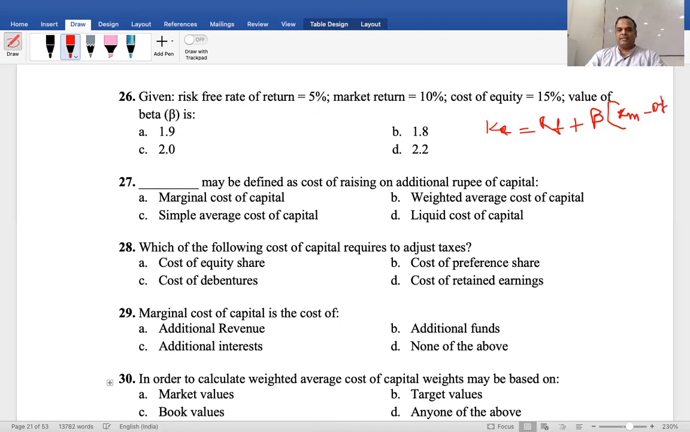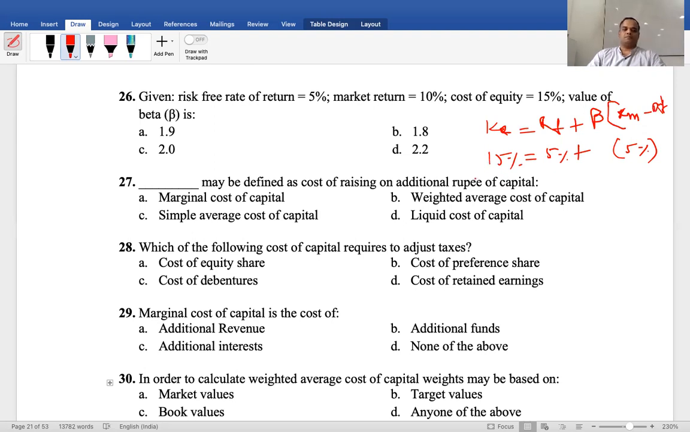So we have to do filling the blanks. Risk-free rate of return how much? 5%. Market rate is how much? 10. Therefore, RM minus RF is equal to remaining 5%. Right? 10 minus 5. Then KE is equal to how much? 15%. What is the beta?